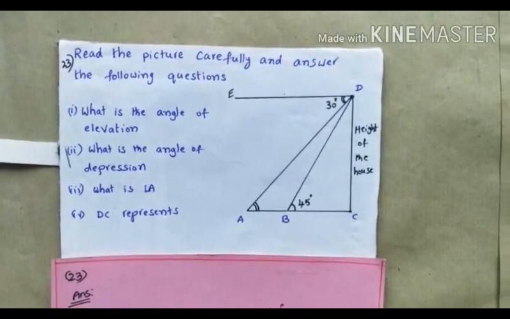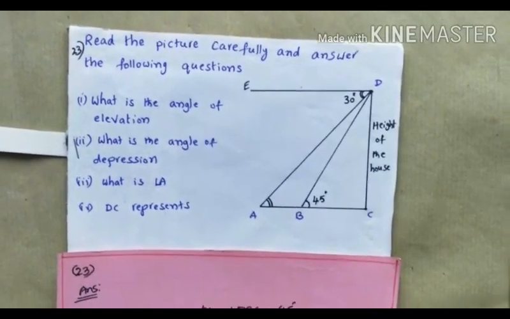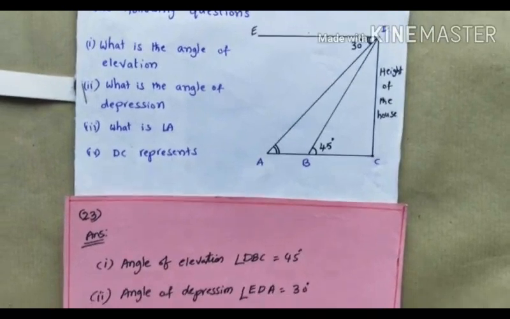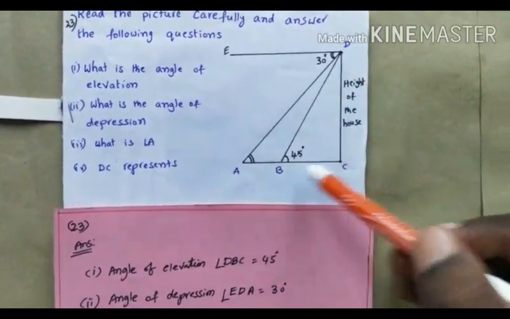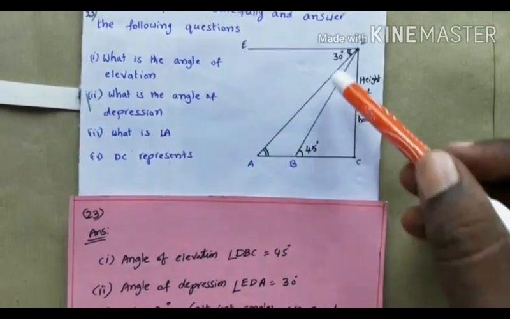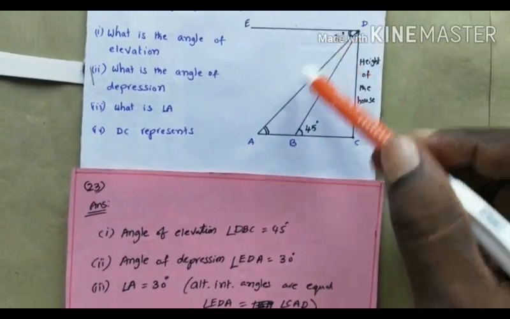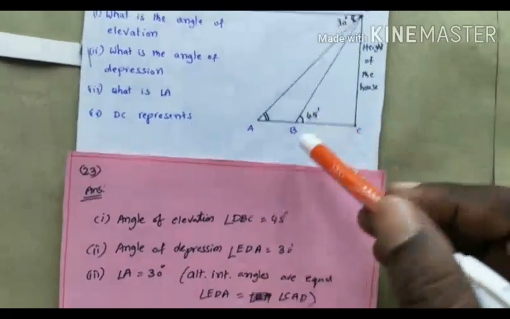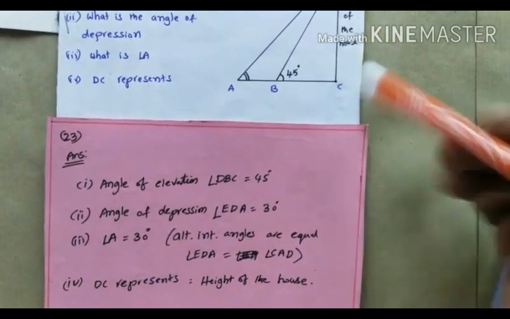23rd question. Read the picture carefully and answer the following questions. What is the angle of elevation? What is the angle of depression? What is angle A? What does DC represent? So first, the angle of elevation, DBC, is 45 degrees. The angle of depression, EDA, is 30 degrees. Angle A is 30 degrees because these two are alternate interior angles. DC represents the height of the house.